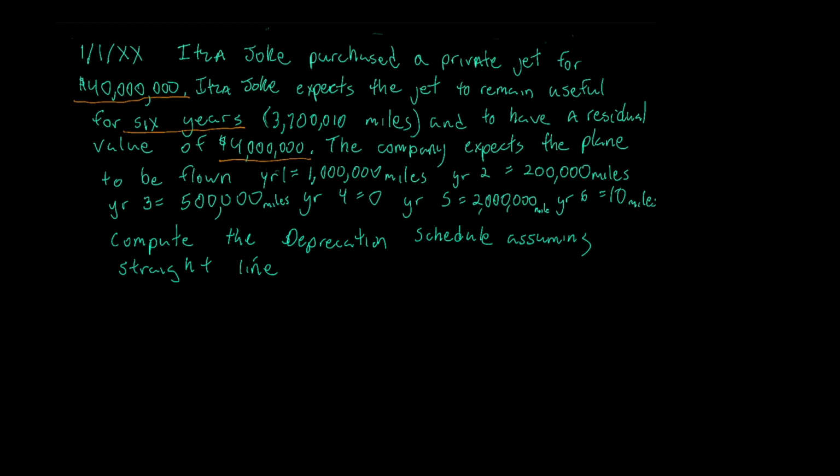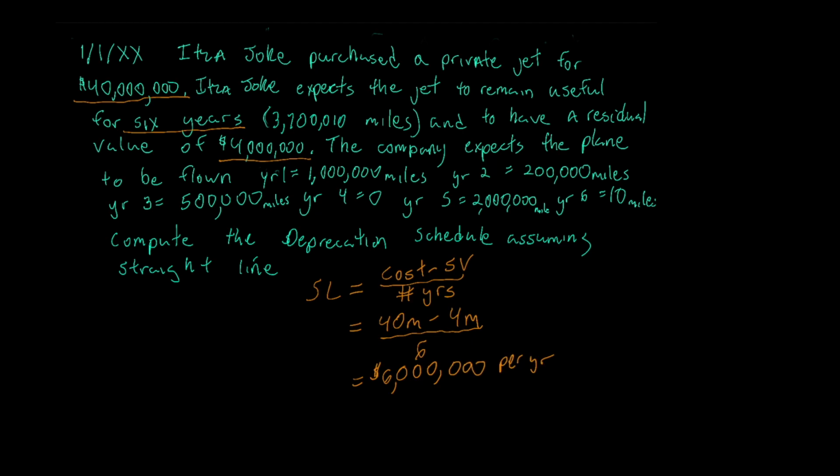And based on our formula, we know that the straight line is equal to cost minus salvage value divided by number of years. And so we can easily plug that in because we know the cost is 40 million, the salvage value is 4 million, and if we divide it into the 6 years total, that will give us a depreciation expense amount of $6 million per year, gang.